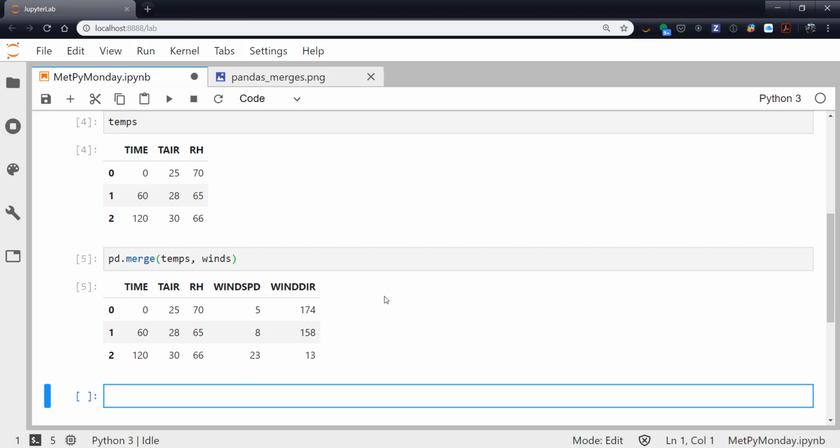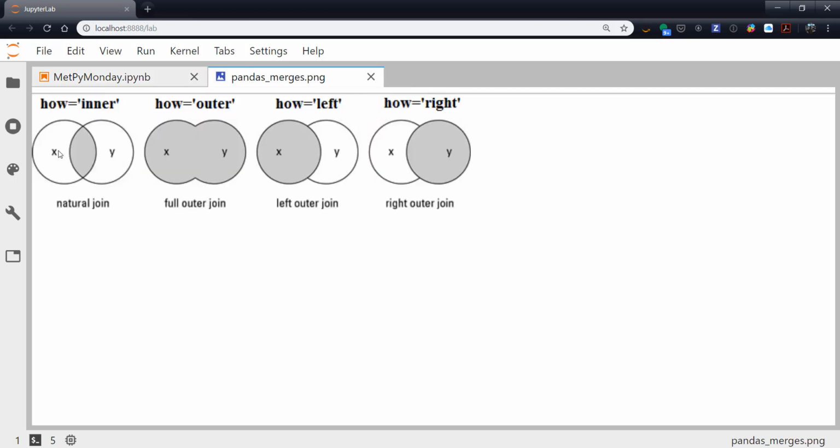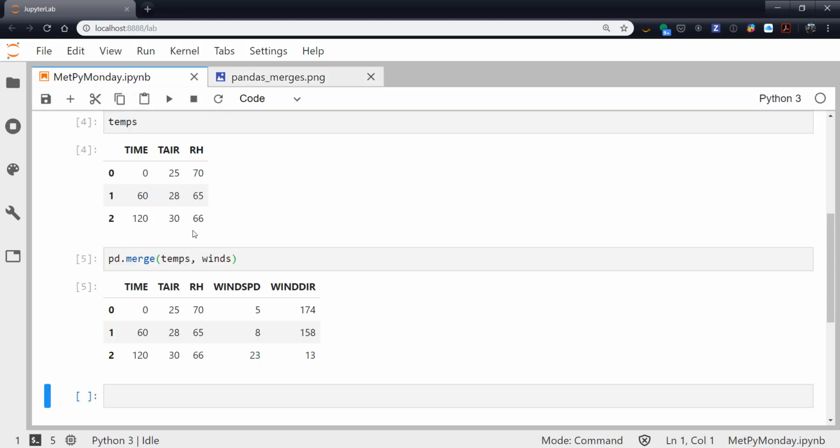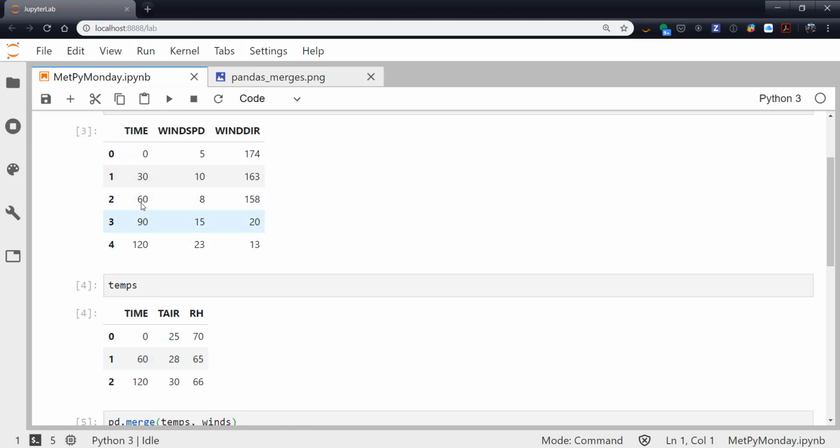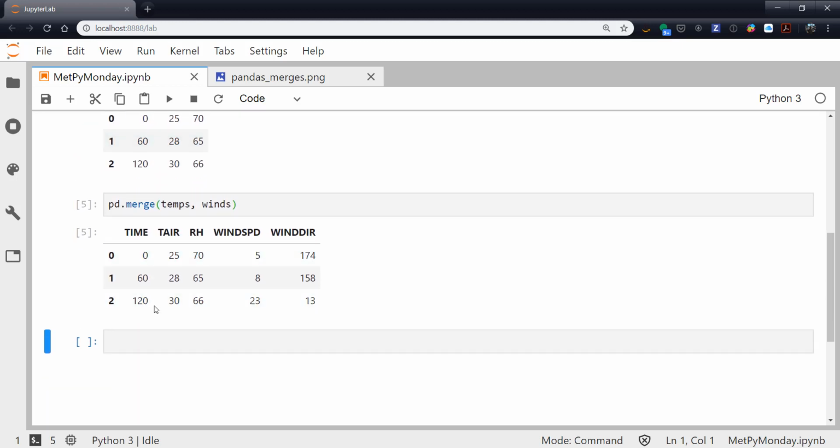So merge, by default, uses what's called an inner join or a natural join. Looking back at our table here, that means it's only the things that are in both X and Y. So it has looked at these two data frames and said, hey, they both have a time column, and they both have 0, they both have 60, and they both have 120. So I'm going to return a new data frame that has those 3 rows and have all 5 variables for those 3 rows.